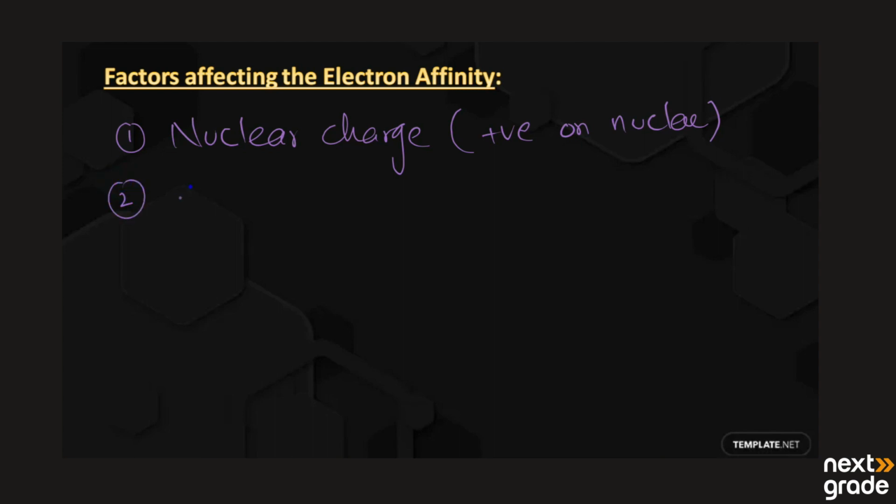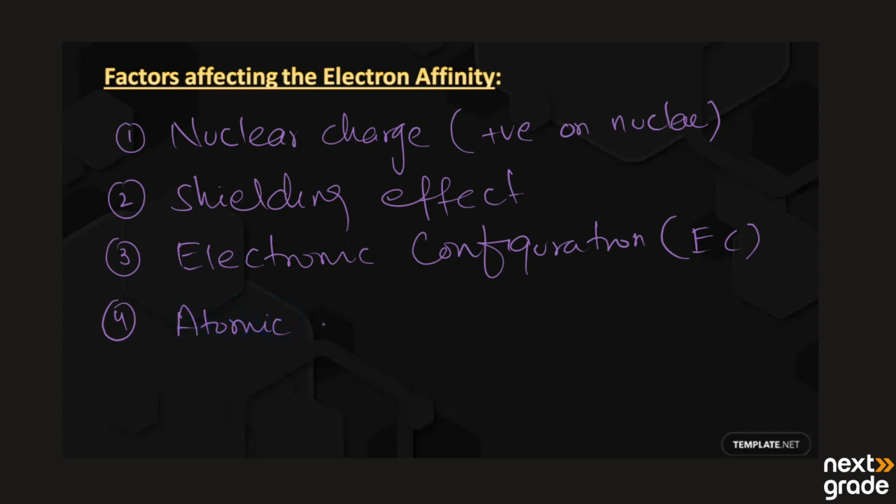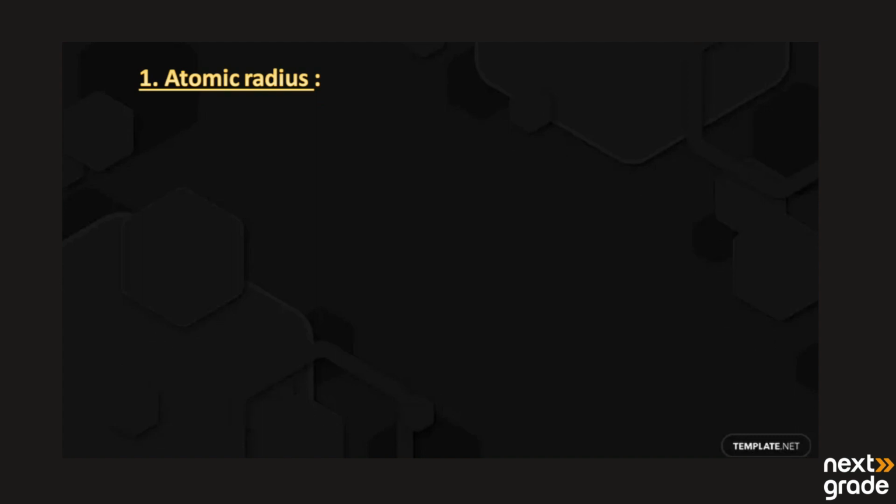The second factor is the shielding effect. The third factor is electronic configuration, which you can also write as E.C. And the fourth factor that is going to affect the electron affinity is the atomic size, which we can also call atomic radii. So how can the atomic radius affect the electron affinity?